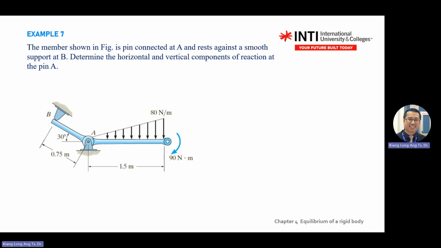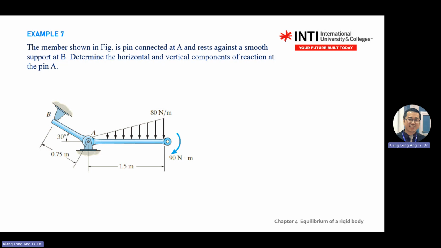Then here, it is free to rotate, no moment at A, but it cannot move left, right. So there's AY, AX there. So how many are unknown? AY, AX, and B, 3 unknowns. Use three equations.